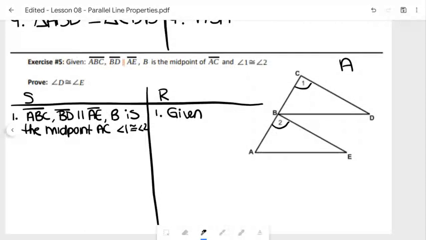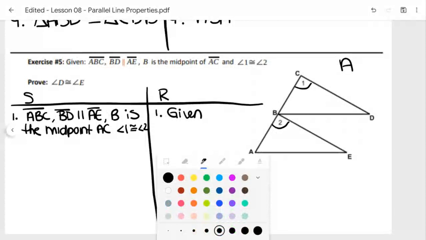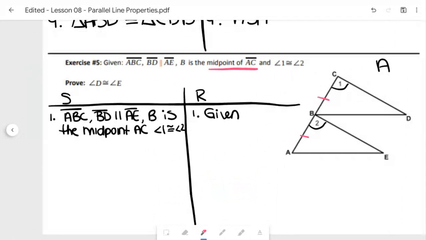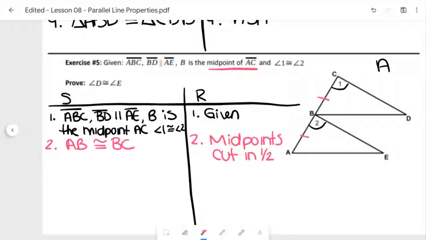Now, we know as soon as we see that word midpoint, cuts it in half, so we don't even think about that one anymore. We have AB is congruent to BC. Midpoints cut in half, right? Create two congruent segments, something along those lines. But so there's my side.